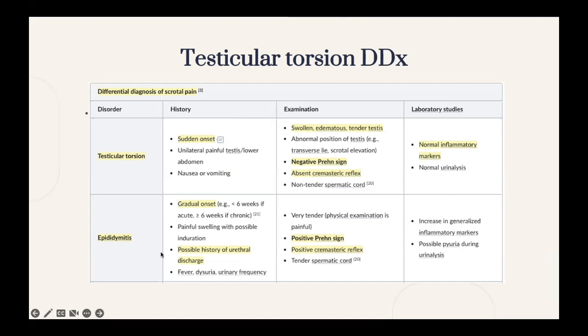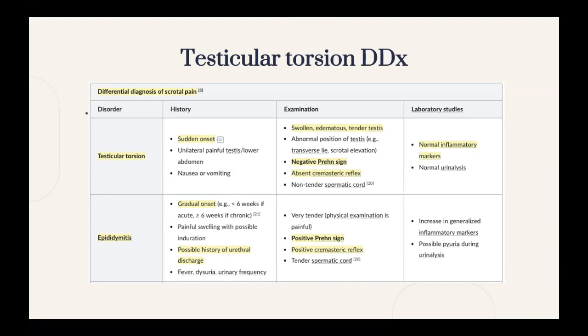So how do we differentiate between them using the history? Testicular torsion is always sudden onset. Epididymitis may be gradual onset or progressive pain. On examination, there are certain things that we need to identify. For testicular torsion, we find swollen, edematous, tender testes. We do a test that's called the Prehn test. We elevate the testes and see if it changes the pain.